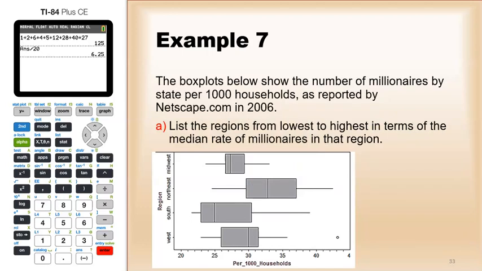Alright, so the box plots below here show the number of millionaires by state per 1,000 households, as reported by Netscape.com in 2006. Now, suppose I want to list the regions from lowest to highest in terms of the median rate of millionaires in that region. Well, if I'm looking for the median, I'm looking for the bar inside the box. So from lowest, it looks like the lowest is this bar right here, which is in the South, and then the Midwest, and then the West, and finally the East has the highest. So South, Midwest, West, Northeast.